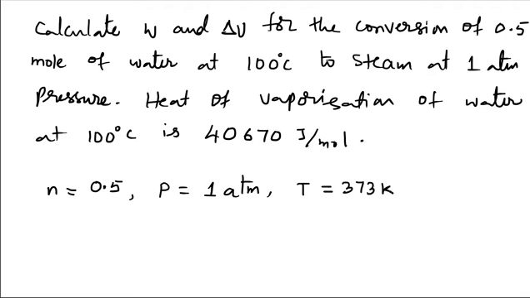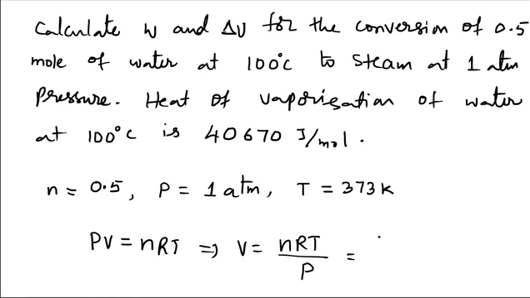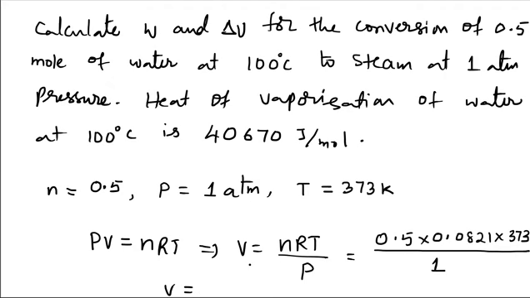So what we require is volume. So volume is coming from the formula PV equal nRT. That gives V equal to nRT over P. So what is n here? 0.5 times R. When we have pressure in atmospheres, we must use R value in liter atmospheres. 0.0821 times 373 divided by 1. So that gives volume equal to 15.3 liters. Okay, so this is the volume of the steam.